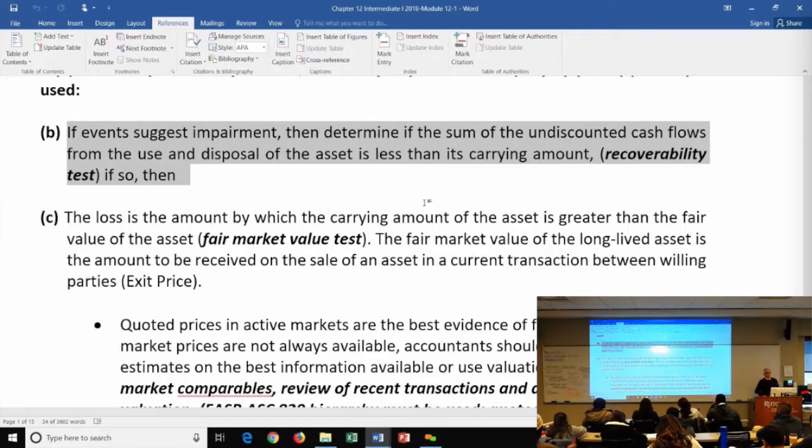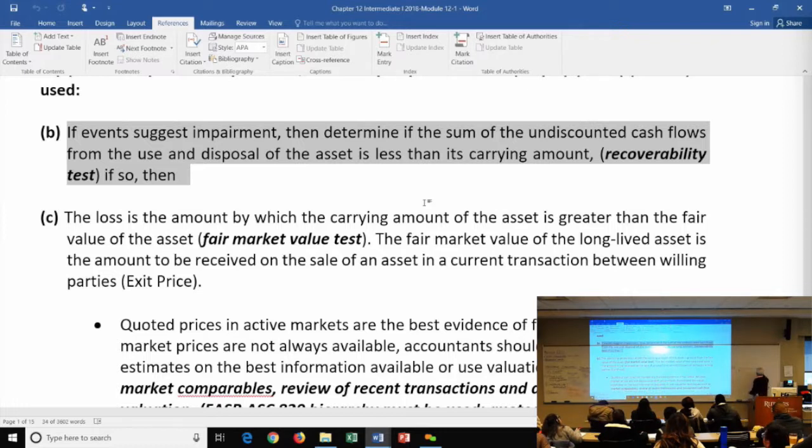A recoverability test is simply looking at the sum of the undiscounted cash flows and comparing it to the carrying value. Now, this test was implemented to try to minimize the amount of write-offs that you have. And I'll explain why in a second, because I asked this question a couple of times, and the answer I have is, yeah, it doesn't make sense economically, because if you think about it, if you look at the carrying value of the asset today, that's at time period zero.